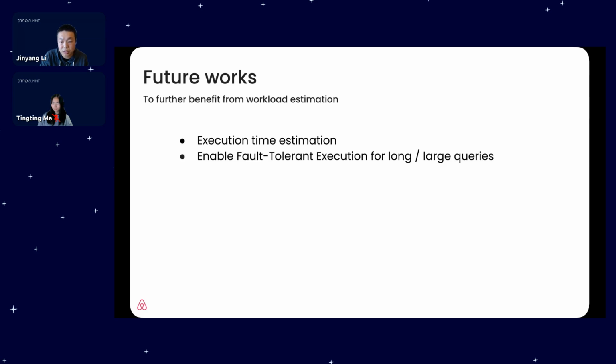This year, we started exploring the fault-tolerant execution and seeing a lot of great benefits using the fault-tolerant execution on supporting large queries on Trino. However, right now at Airbnb, only queries tagged with the fault-tolerant flag are executed in the fault-tolerant mode. We can further improve this user experience by automating the decision on which query should be run on fault-tolerant mode versus which query should run on normal mode, based on our workload estimation.